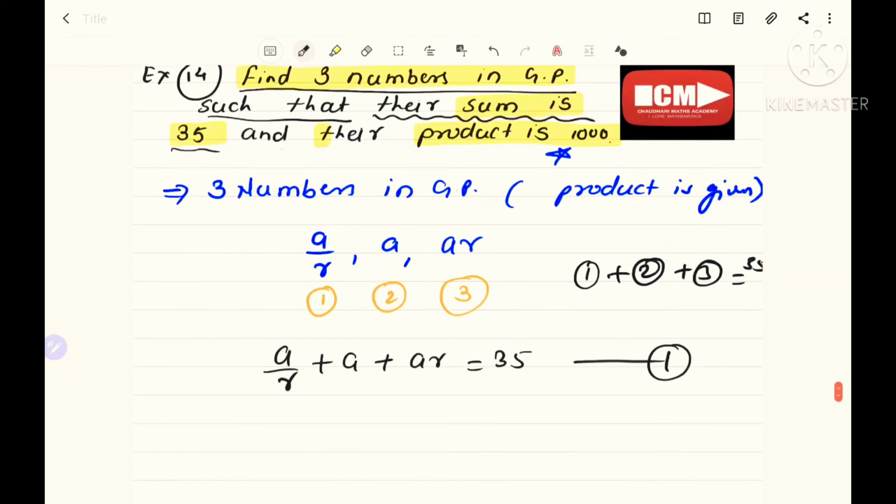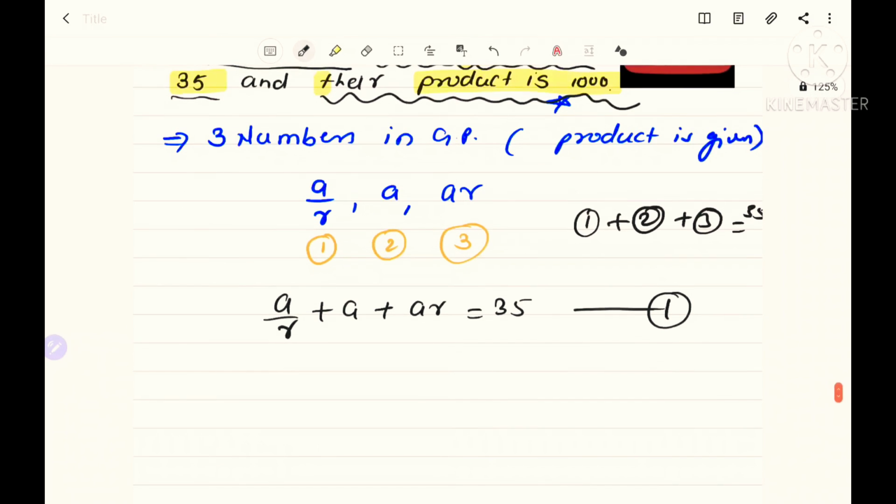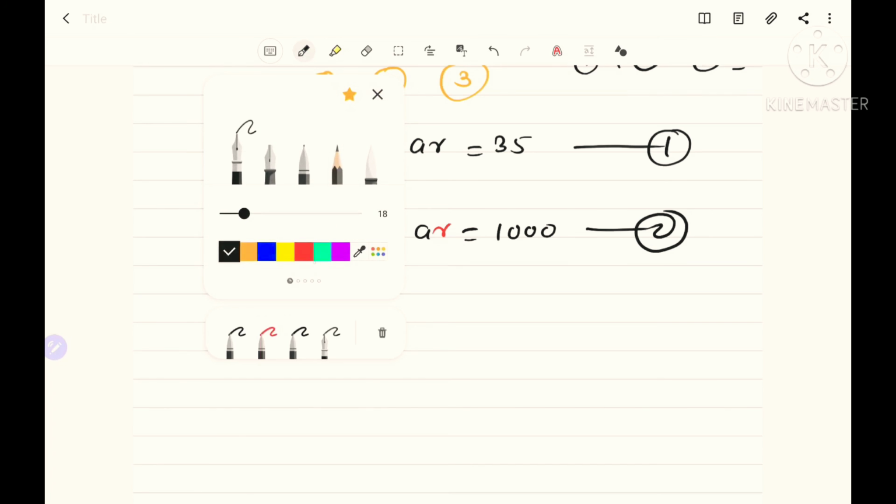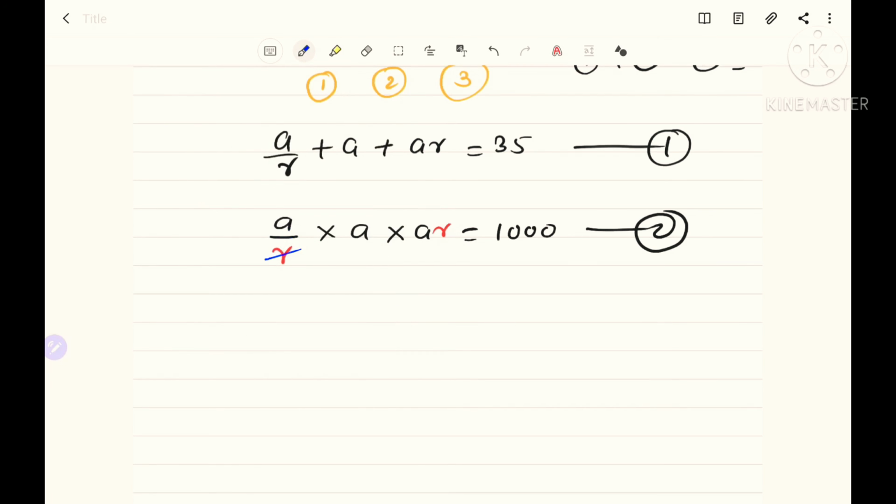And in the second sentence, their product is 1000. So let's take the product. Product means multiplication. So A divided by R, then A, then AR. This product is equal to 1000. What is the benefit of this equation 2? The real benefit lies in the product. Since they gave you this particular sentence, this R cancels from the numerator and denominator. What is left is A cube.